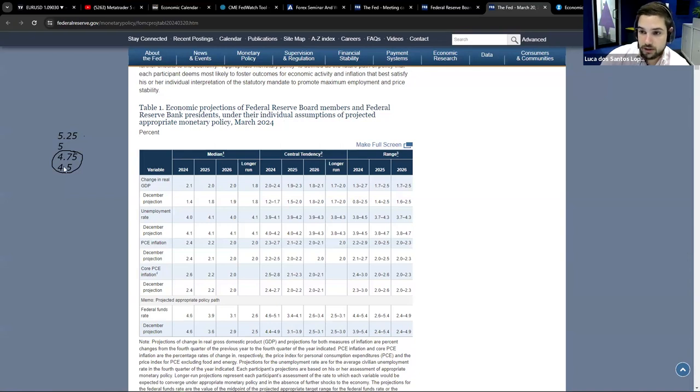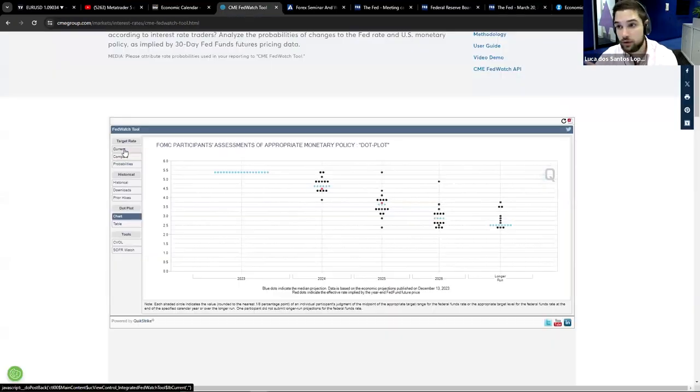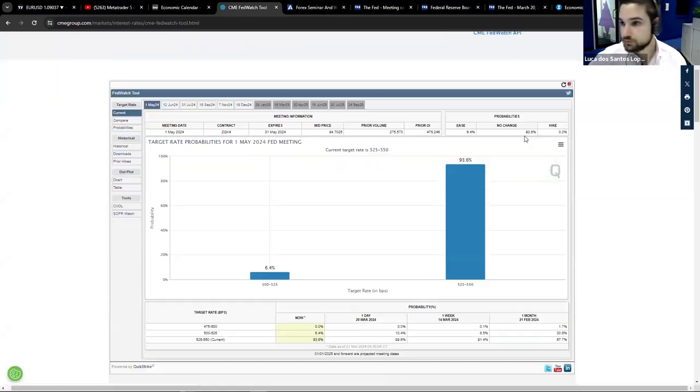A very, very tricky situation right now. Okay, so let's have a look at when they will cut those rates. Now, looking at May, 93.6% of the market is expecting to maintain the target range of 5.25-5.5. So nothing changes in there, all right? Only 6.4% is expecting a cut of 25 basis points.